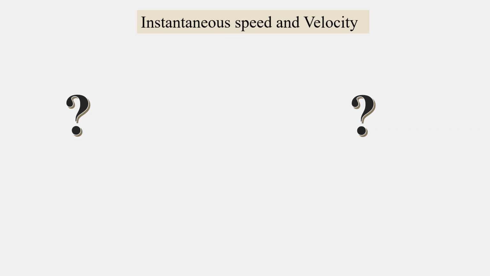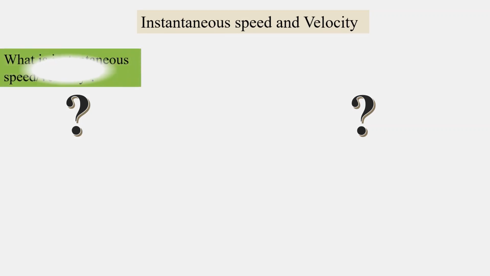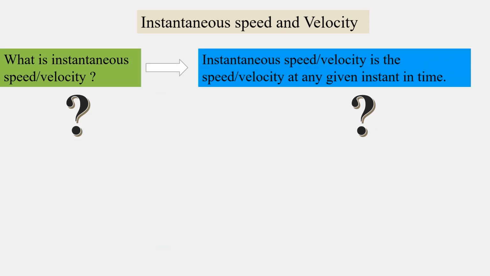Instantaneous speed and velocity. What's the term instantaneous? Instantaneous speed or velocity is speed or velocity at a given instant in time, which means at a given specific time. For example, if you say velocity at time t equals exactly 3 seconds.